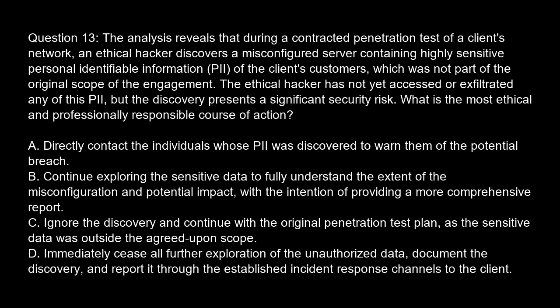Option A. Directly contact the individuals whose PII was discovered to warn them of the potential breach. Option B. Continue exploring the sensitive data to fully understand the extent of the misconfiguration and potential impact, with the intention of providing a more comprehensive report. Option C. Ignore the discovery and continue with the original penetration test plan, as the sensitive data was outside the agreed-upon scope. Option D. Immediately cease all further exploration of the unauthorized data, document the discovery, and report it through the established incident response channels to the client.